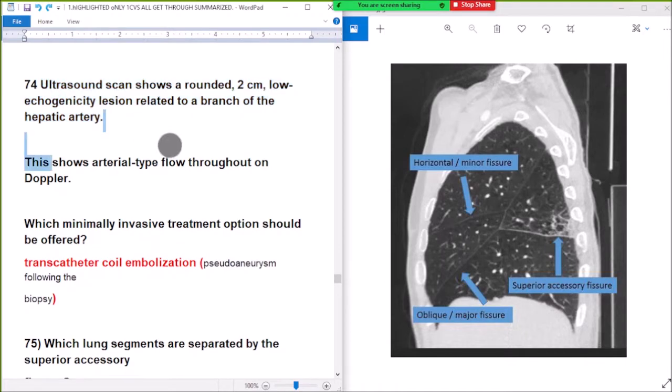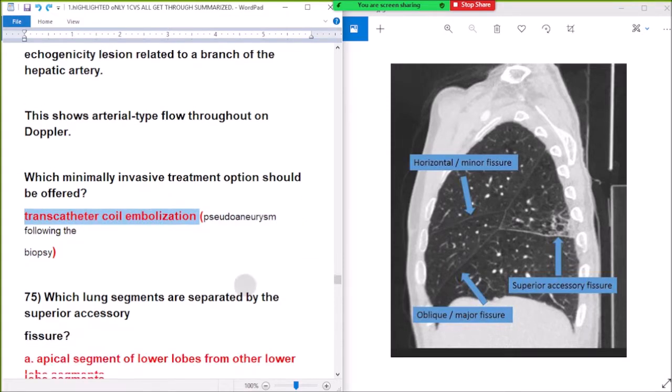I think this is post biopsy also. There was arterial type flow throughout the Doppler, so this is a pseudoaneurysm following a biopsy procedure, and treatment is transcatheter coil embolization. On ultrasound, when there is a lesion having arterial type flow throughout the Doppler imaging, and it is a post-biopsy aneurysm, the minimally invasive treatment is transcatheter coil embolization.